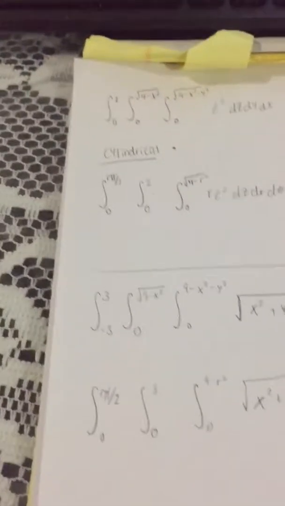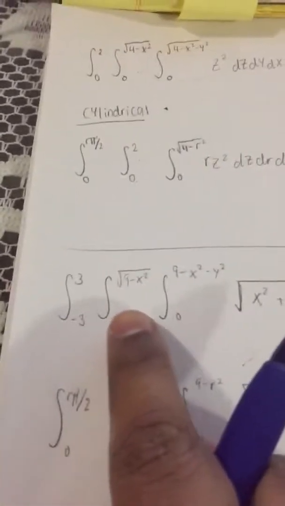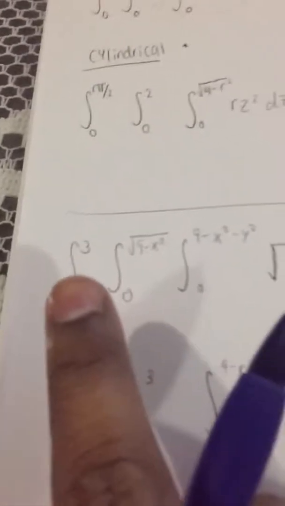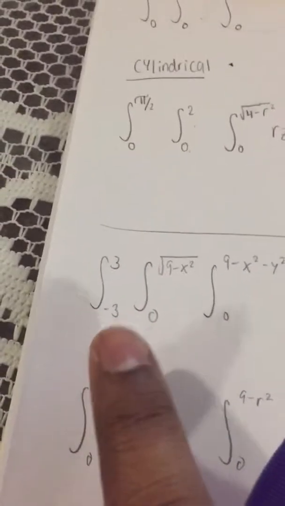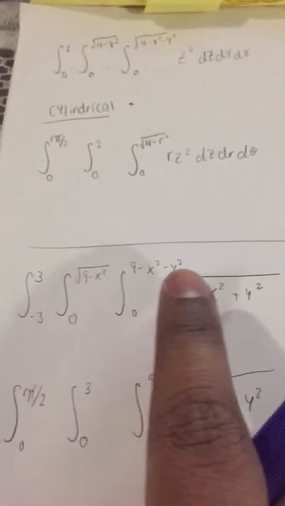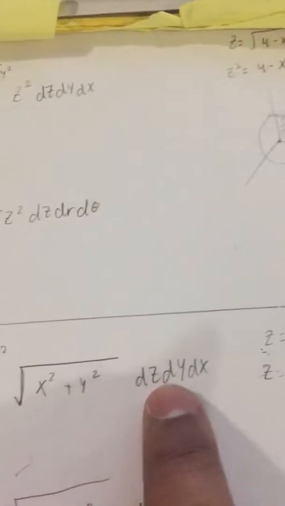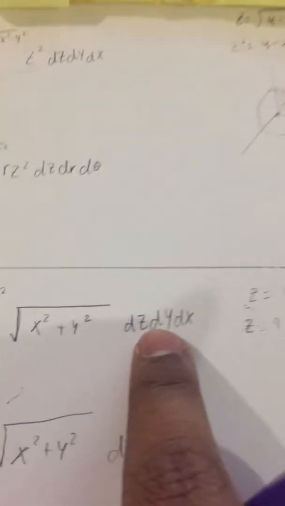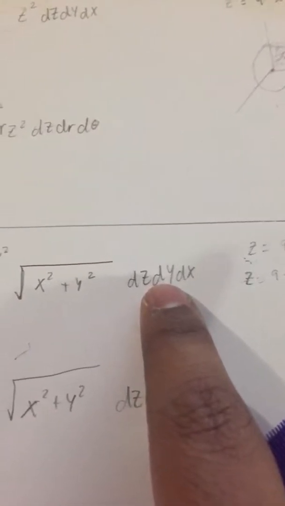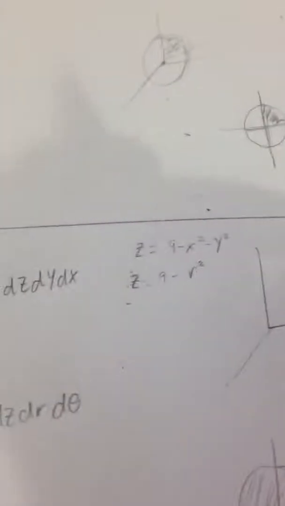Alright, so I'll do another example of how to go from regular coordinates to cylindrical. They're given as x from -3 to 3, y from 0 to the square root of 9 minus x squared, and z from 0 to 9 minus x squared minus y squared. Our function is x squared plus y squared, dz, dy, dx. Now they want us to change into cylindrical. I think this was an easier example than the first one up there.